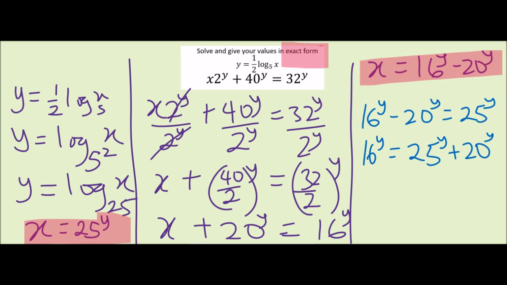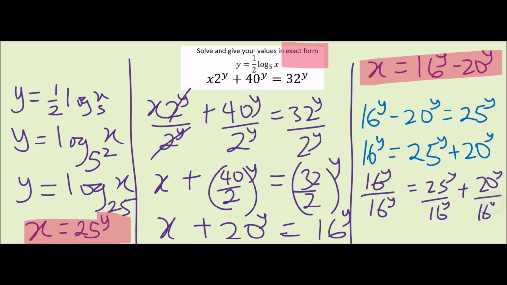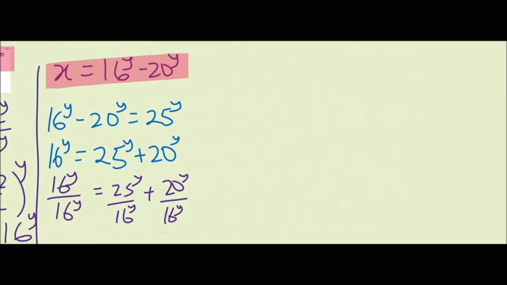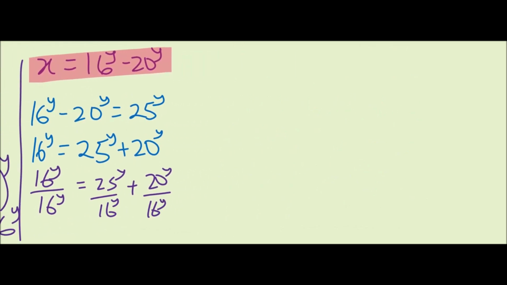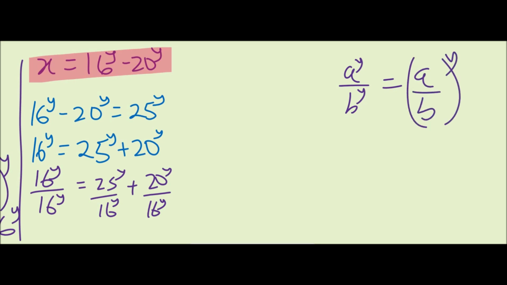So I'll go by dividing everything by 16 to the power of y. I'll say 16 to the power of y divided by 16 to the power of y equals 25 to the power of y divided by 16 to the power of y plus 20 to the power of y divided by 16 to the power of y. I'll still use a law that I used some minutes ago: a to the power of y over b to the power of y is the same thing as a over b everything to the power of y. This is what I'm using.